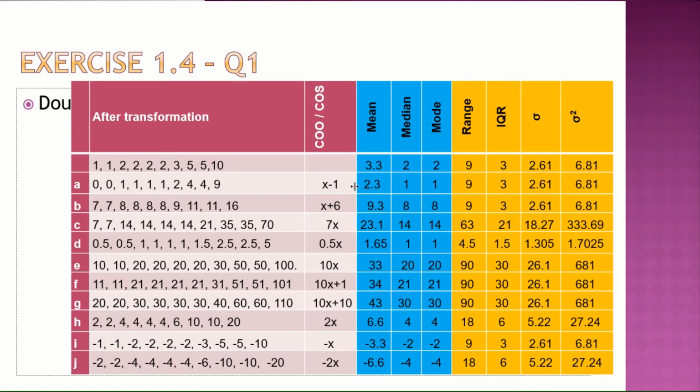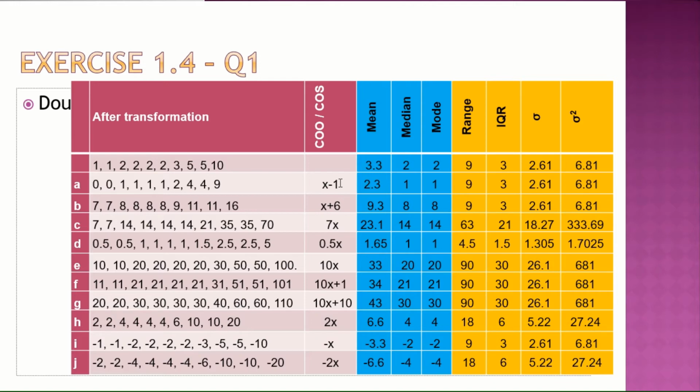So I'll teach you one example here, and I want you to work it out on your own. Let's see. Can you see what happened here? From 1 becomes 0. From 2, it becomes 1. From 3, it becomes 2. From 5, it becomes 4. 10 becomes 9. So what's going on inside here? It is being reduced by 1, right? So the transformation equation will be x minus 1. You understand? Why minus 1? Because it reduces by 1.